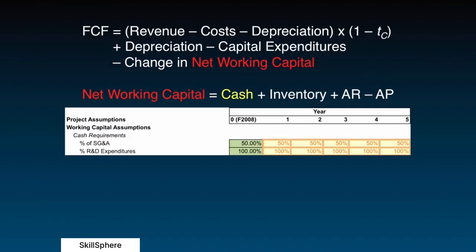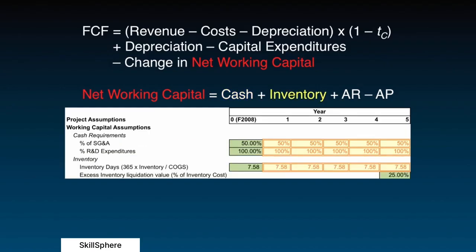I'm going to assume this project is going to require a certain amount of cash, which might seem a little bit odd, but think of it as cash that I need to pay employees and ongoing bills such as utility costs, IT expenses, whatever it may be. And those requirements are going to be defined by 50% of my SG&A and 100% of my anticipated R&D expenditures.